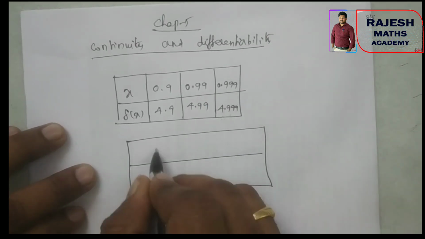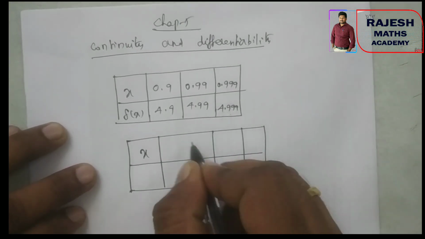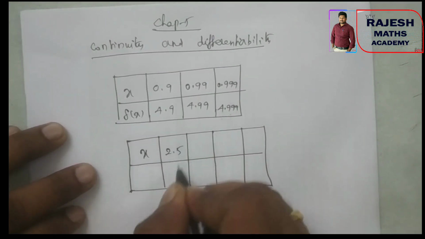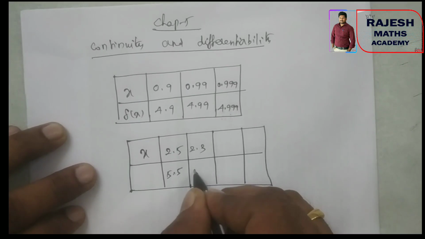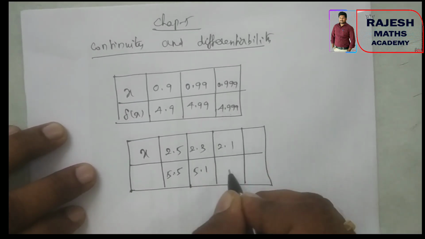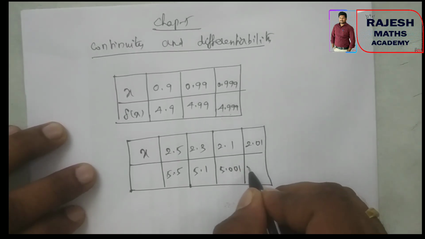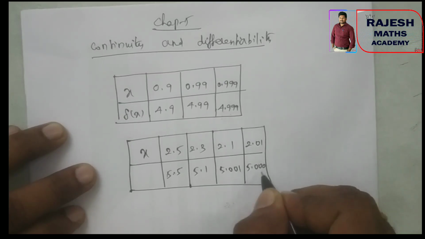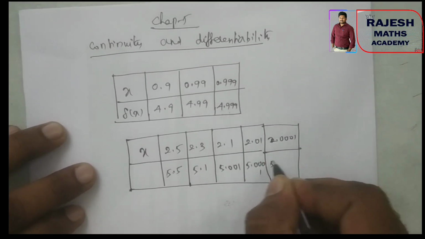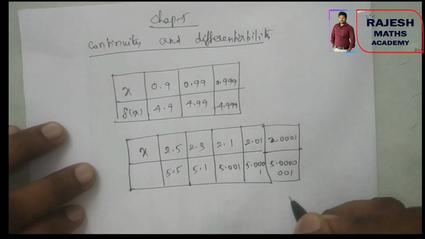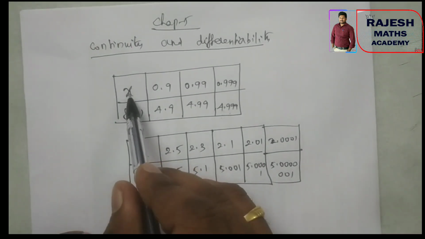I am taking x values, for example, 2.5, then I'm getting 5.5. If it is 2.3, then I'm getting 5.1. 2.1 means I'm getting 5.001. Suppose 2.01, then 5.0001. One more value we can add, 2.0001 means I'm getting 5.00001, like that. So in these two cases, just look at the x values.